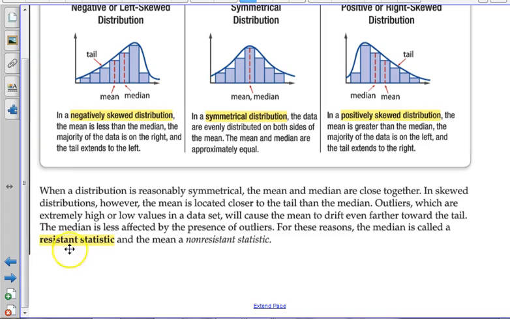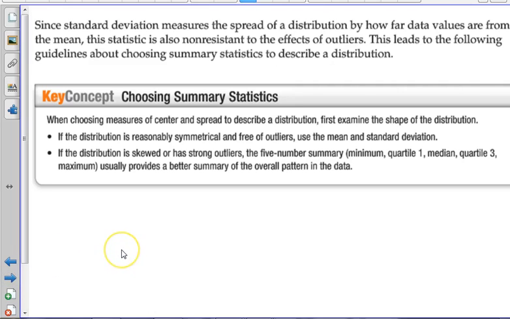It's called a resistant statistic, or a non-resistant one. The mean is non-resistant. In other words, it'll move. We're not going to have to know that vocabulary. Since standard deviation measures the spread, this statistic is also non-resistant. It can change.